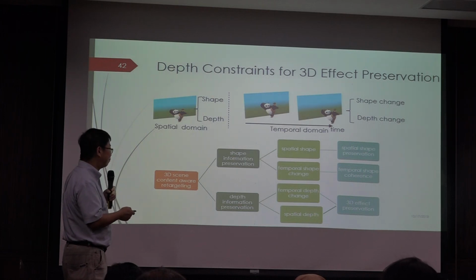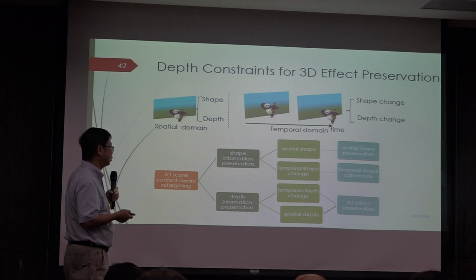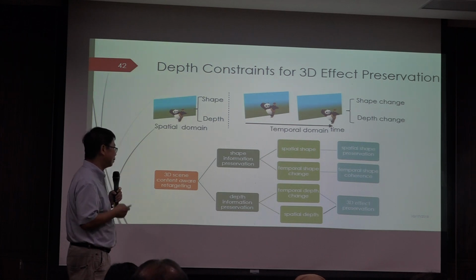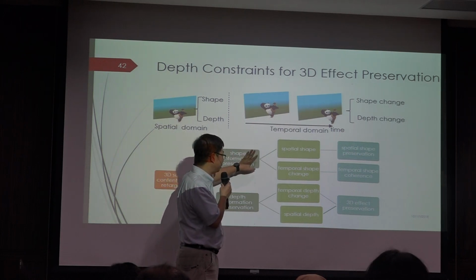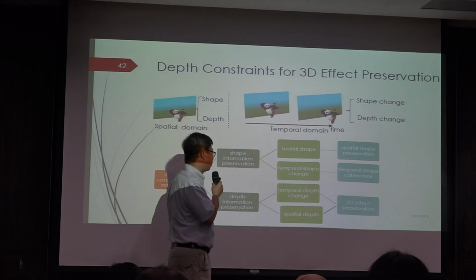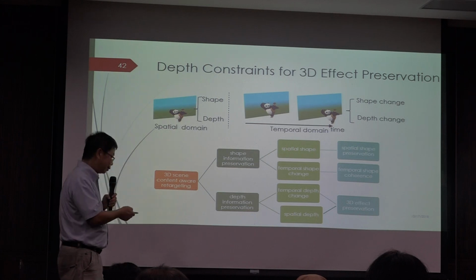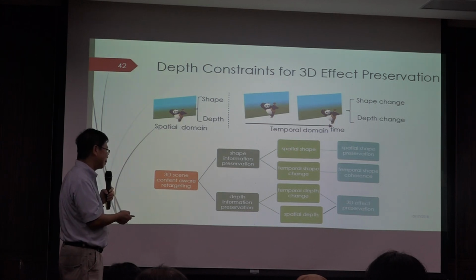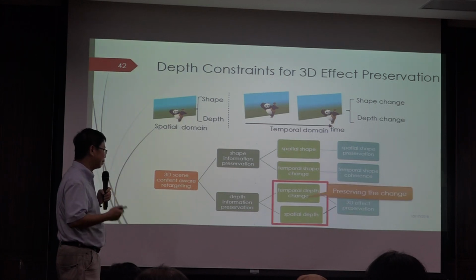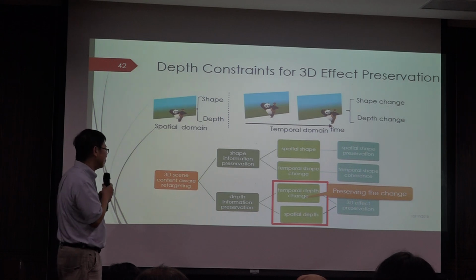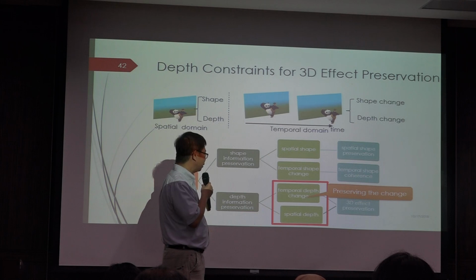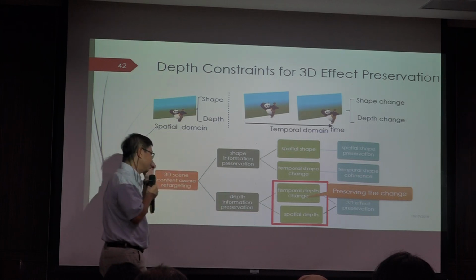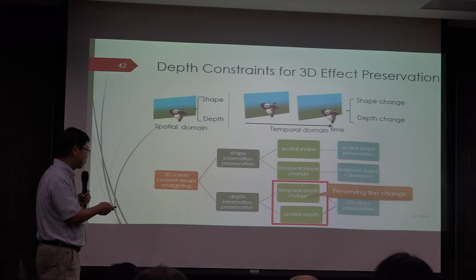So here, for the shape preservation, there are quite a few papers which have proposed efficient constraints for maintaining the shape information. So here we focus on the depth constraints to maintain the depth information. We derive effective constraints to maintain the spatial depth magnitude and also the temporal depth changes.